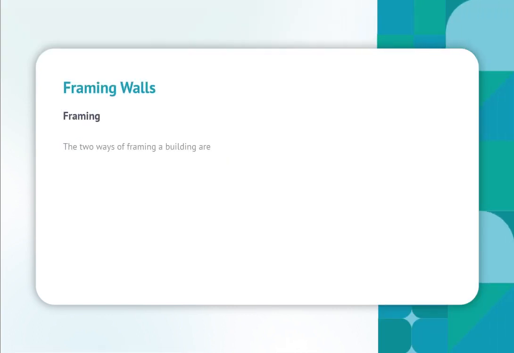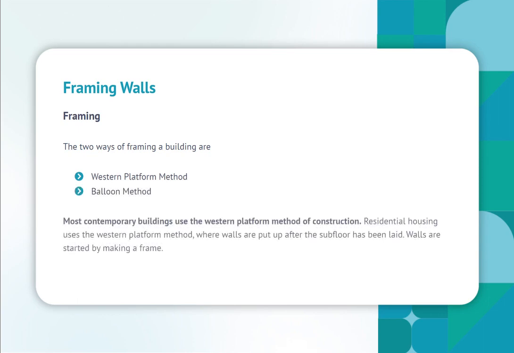Framing walls. Framing. The two ways of framing a building are the Western platform method and the balloon method. Most contemporary buildings use the Western platform method of construction. Residential housing uses the Western platform method, where walls are put up after the subfloor has been laid. Walls are started by making a frame.